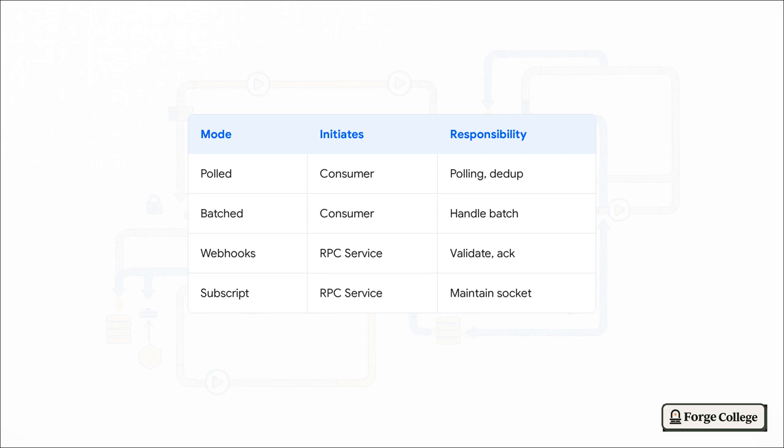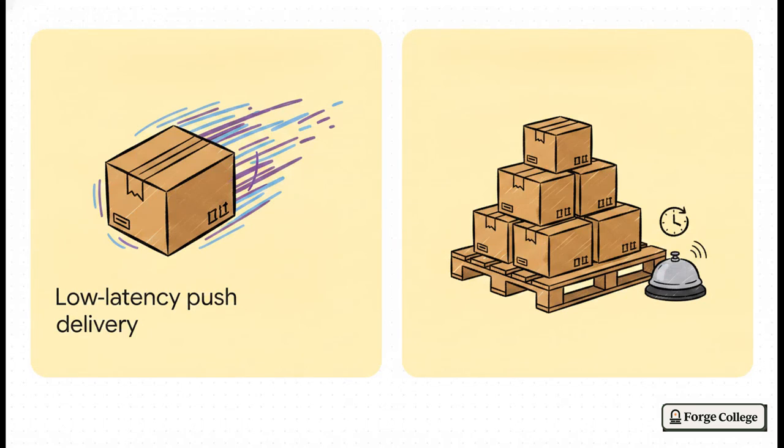Let's compare two extremes to really nail this down. Pushing via webhooks drastically reduces latency because the RPC service literally throws the data right to your doorstep immediately. But there's a catch. It demands really robust verification and retry logic on your end. Batched RPC, on the other hand, is kind of like ringing a bell for the customer to come pick up a bulk order. It definitely has higher latency, but it's absolutely fantastic for high-throughput backfilling.